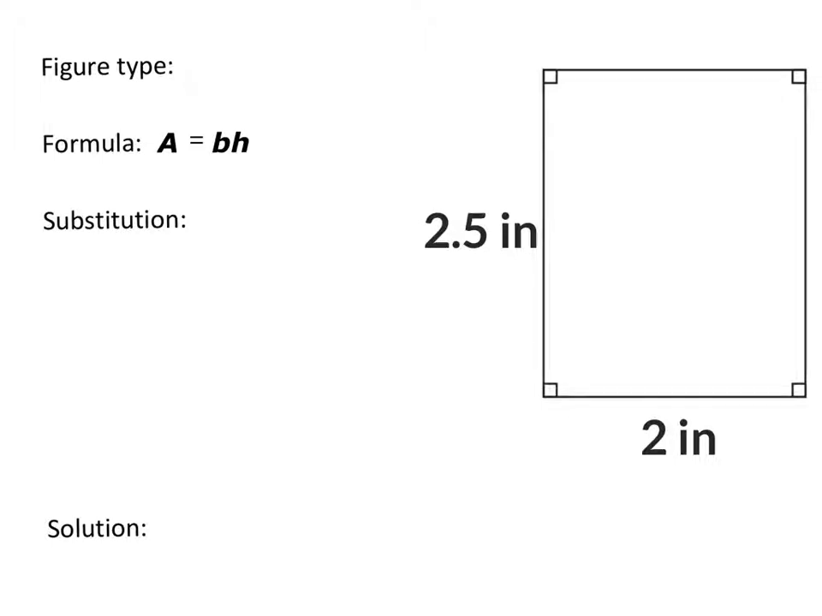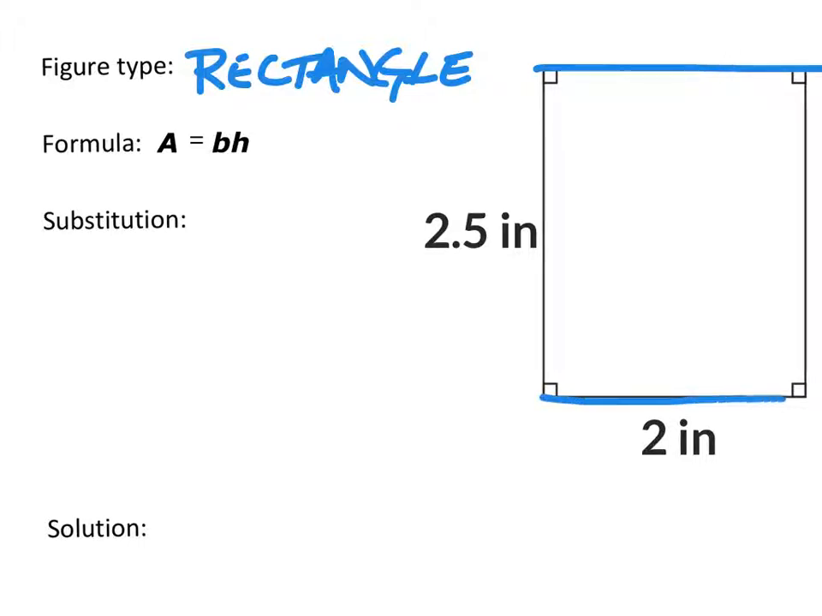Here's our first example. The first thing we're asking you to identify is what type of figure is this? If you said rectangle, you're correct. The figure type is rectangle. How do we know it's a rectangle? Well, I see two sets of parallel sides, right? The blue sides are parallel, and the red sides are parallel. I also see four 90-degree angles.